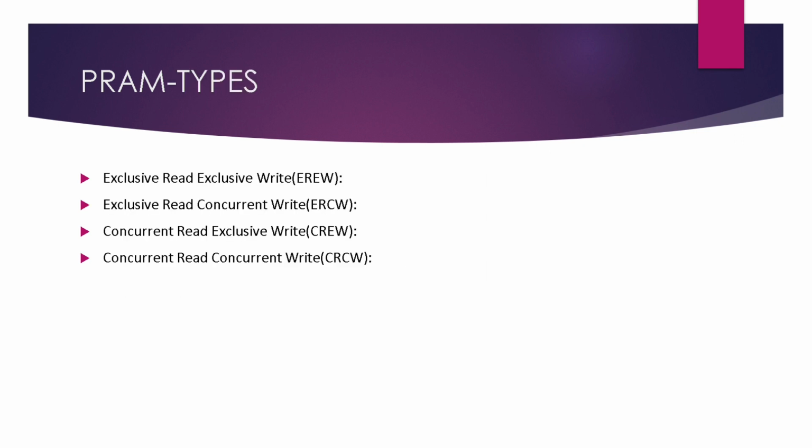As I told, parallel random access machine models are theoretical models which are used to design and analyze parallel algorithms. These models differ based on how they handle concurrent read and write operations to shared memory. These are the four main types of PRAM models: exclusive read exclusive write, exclusive read concurrent write, concurrent read exclusive write, and concurrent read concurrent write.